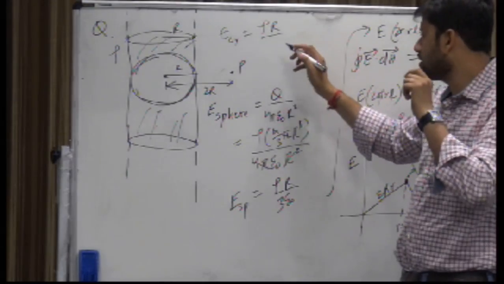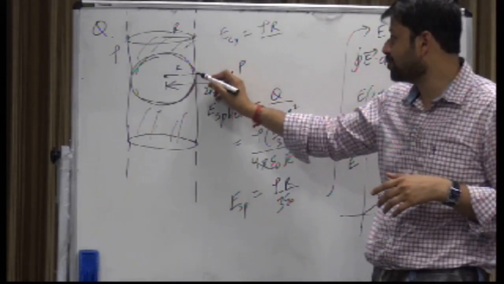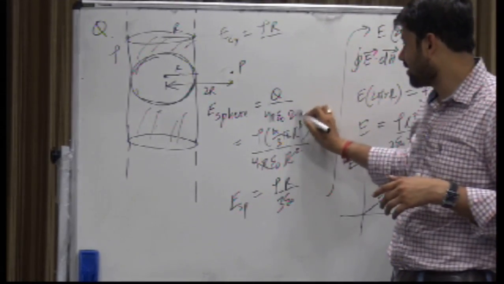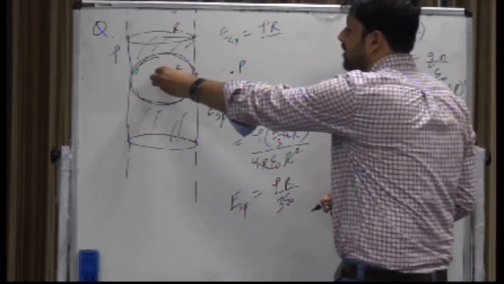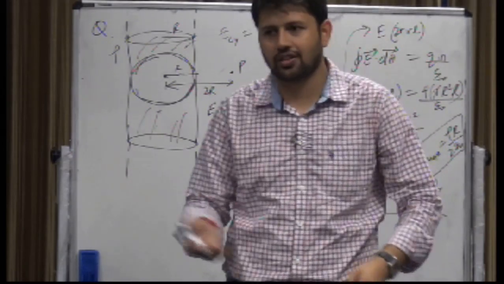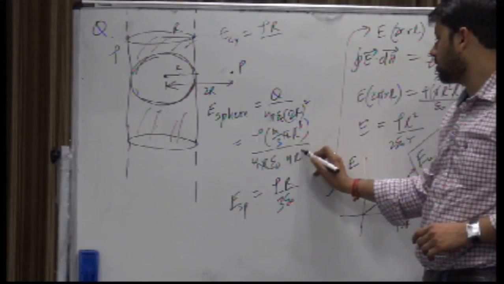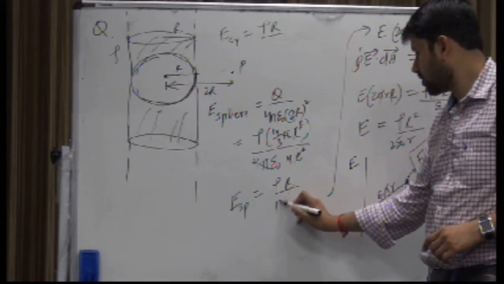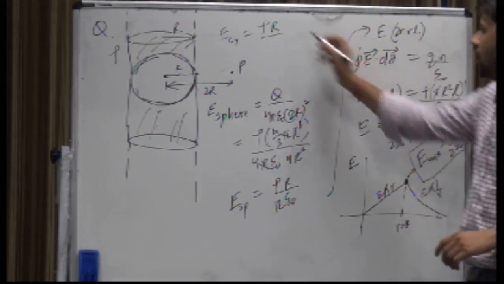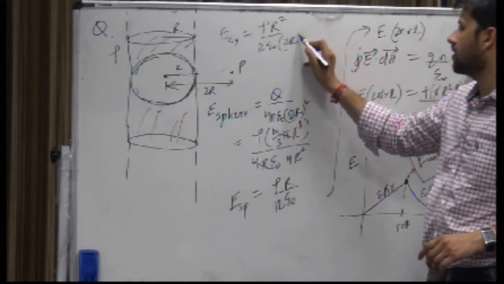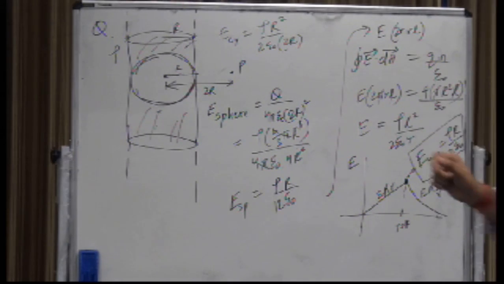Sorry, accidentally I took the distance r to be capital R. It should actually be 2r. Understand why? The distance is 2r from the center of the sphere. I accidentally calculated the field at the surface. Is it okay? Okay, so it would be 4r square, rho r upon 12r, 12 epsilon naught, and for a cylinder it would be rho r square upon 2 epsilon naught into 2r. Capital R is the radius of the cylinder, it will not change, small r is the distance, which is 2r.